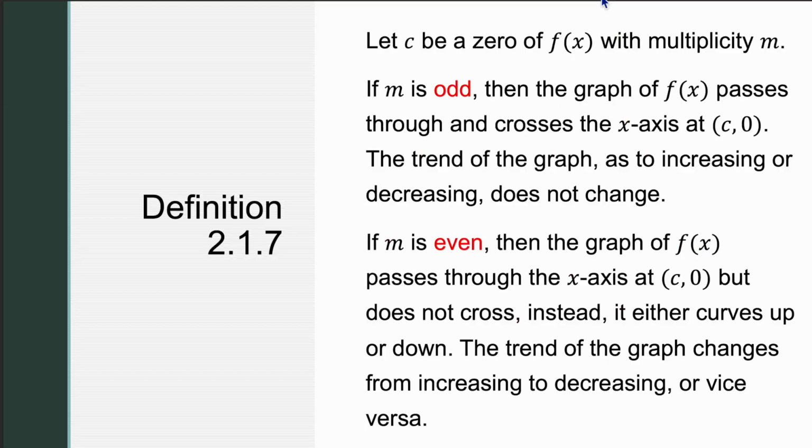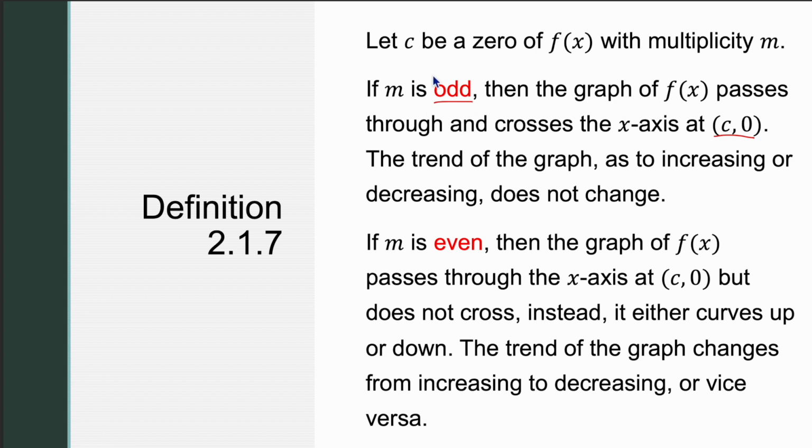Like what I've said earlier about multiplicity, yun yung kung ilang beses na ulit yung isang zero. So, meron tayong definition dito. We let C be a zero of f of x with multiplicity m. Okay? So, if m is odd, then, ano daw ang itsura ng graph natin? It passes through and crosses the x-axis at C, 0. And the trend of the graph, kung pataas ba siya o pababa, does not change.